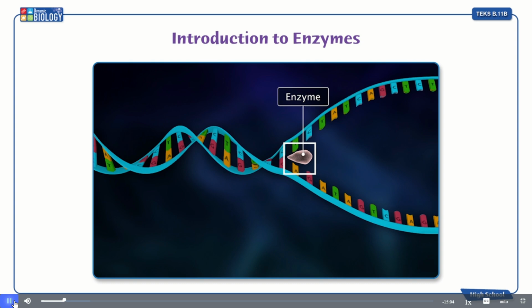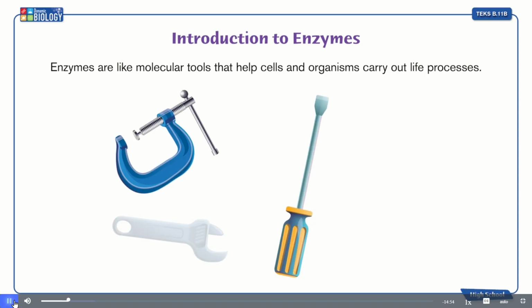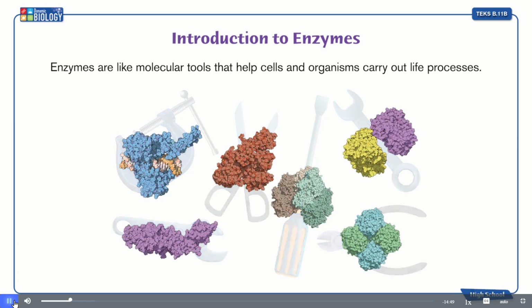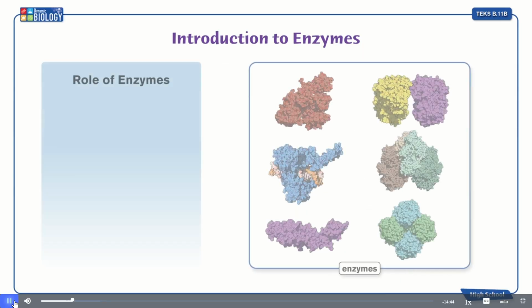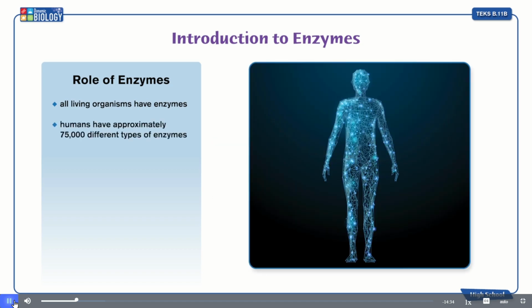Enzymes perform millions of jobs like these around the clock to help make our bodies and our cells go. You can think of enzymes as tiny molecular tools that help cells and organisms perform all kinds of life processes. Let's explore the role of enzymes in more detail. All living organisms have enzymes. Humans, for example, have approximately 75,000 different types of enzymes.